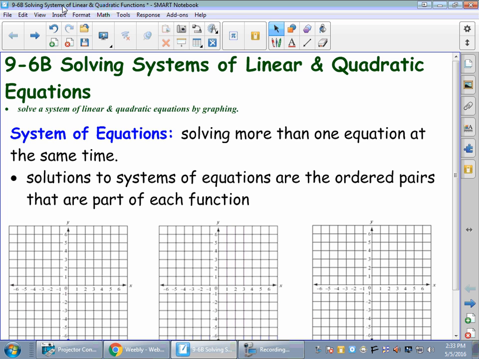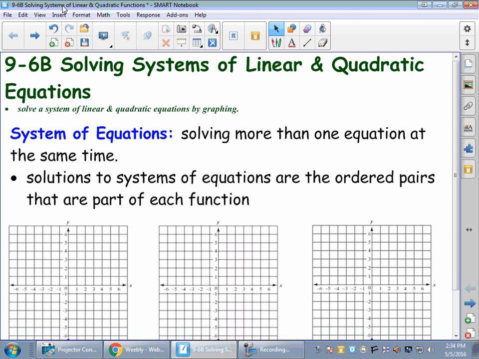We talked about systems of equations way back in first semester. It was the first chapter that we flipped. And so to review, it's solving more than one equation at the same time. And the solution of a system is the ordered pair that they share.